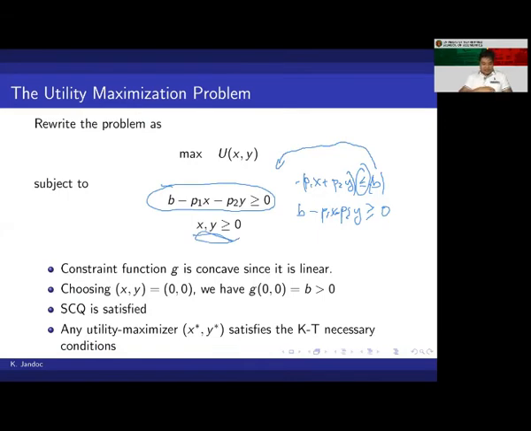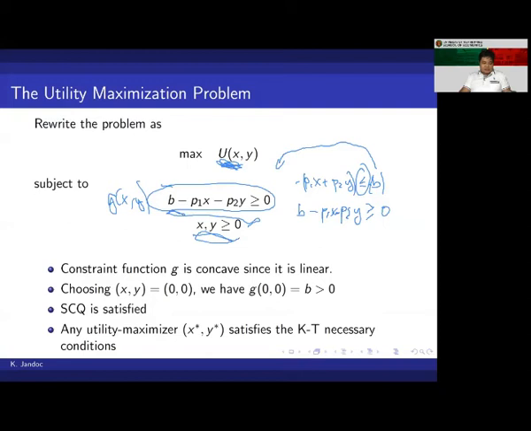Again, f and g are concave functions. We just assume that u, I mean not f but u, is strictly concave. So u is concave, in fact strictly concave, and the budget function g of x, y is linear, so it's also concave. So that's satisfied.